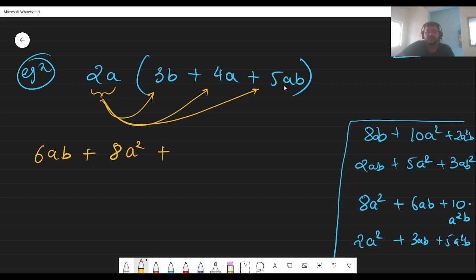Here we have two terms, and in this expression we have three terms. So first we'll multiply the constant, 2 times 5 is 10. Now we'll multiply a with a, it will become a square, and b will be left out. We have to search for this answer in the available options, and I think C is the correct option for us.